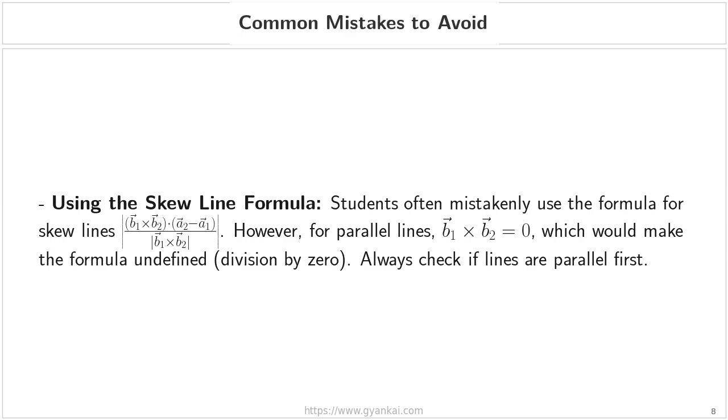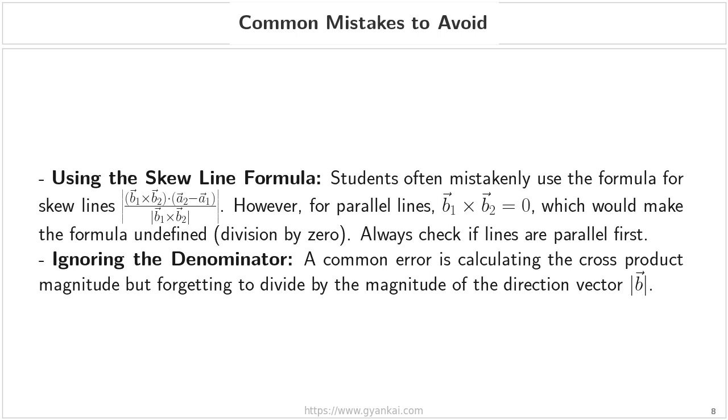Because our lines are parallel, their direction vectors are the same, which means their cross product is 0. If you try to use that formula, you'll end up trying to divide by 0, making the calculation undefined. Always verify that the lines are parallel before you begin.